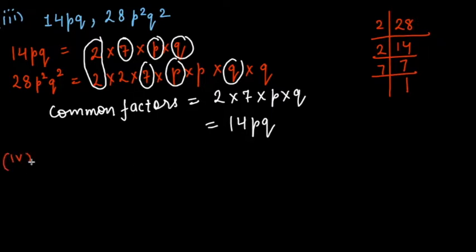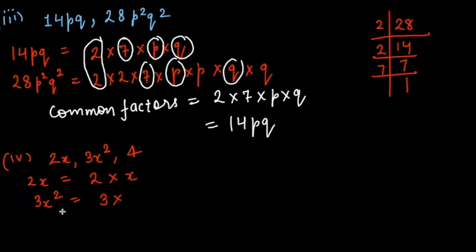Now let us move on to the fourth part, which is 2x, 3x squared and 4. Here you have three terms, so your method remains the same. The factor you find as common should be common among all three terms. That is important here. The factors of 3x square will be 3, and expand x square as x into x. The factors of 4 you can write as 2 into 2.